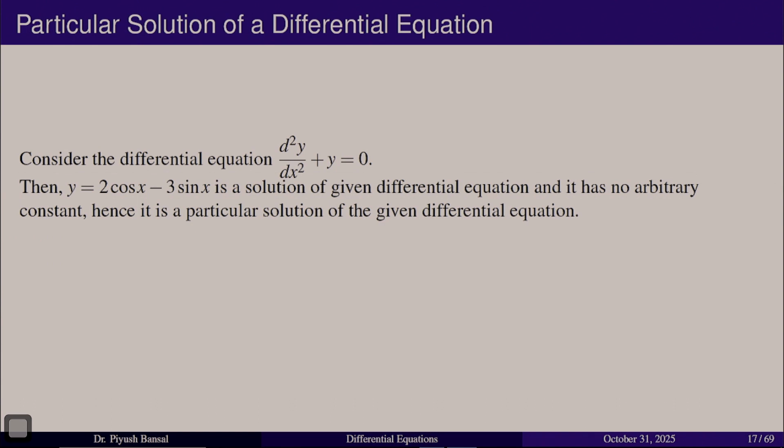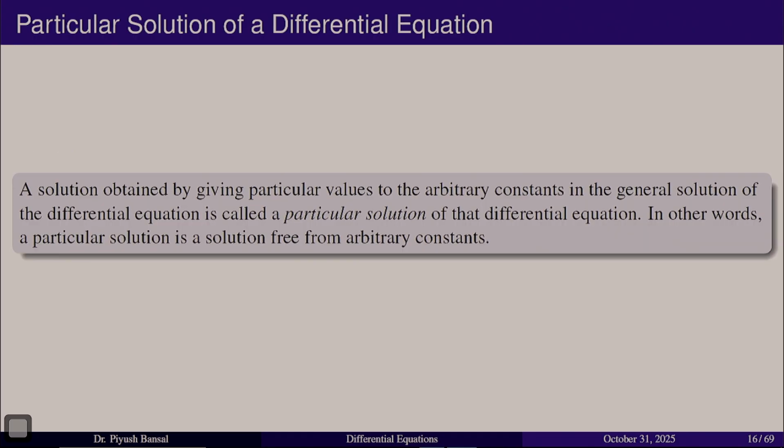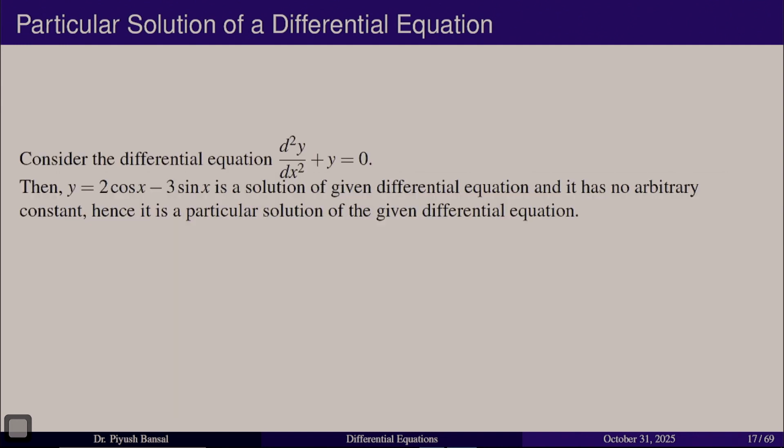Earlier we were using y equal a cos x plus b sin x, where a and b were arbitrary. In particular, if we take a equal to 2 and b equal to minus 3 in the general solution, then this will be a particular solution of the given differential equation. Basically, the idea is that the particular solution is a solution free from arbitrary constants. There will not be any arbitrary constants involved in the solution. So, it is a solution without any arbitrary constants.